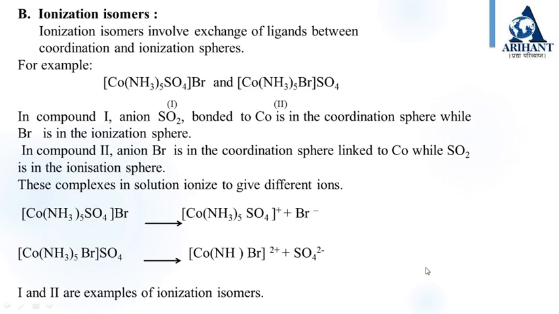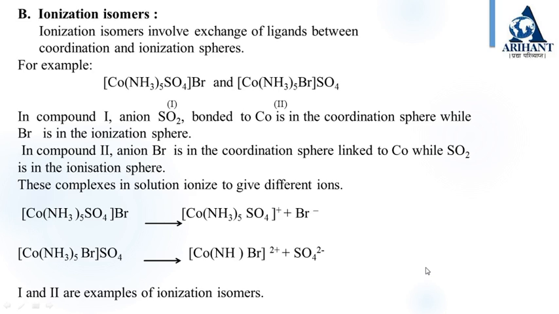Next is ionization isomers. Ionization isomers involve exchange of ligands between coordination and ionization spheres. For example, [Co(NH3)5SO4]Br and [Co(NH3)5Br]SO4. In compound 1, the anion SO4 2- is bonded to cobalt, it is in the coordination sphere, while bromine is in the ionization sphere. And in compound 2, the anion bromine is in the coordination sphere linked to cobalt, while SO4 2- is in the ionization sphere.